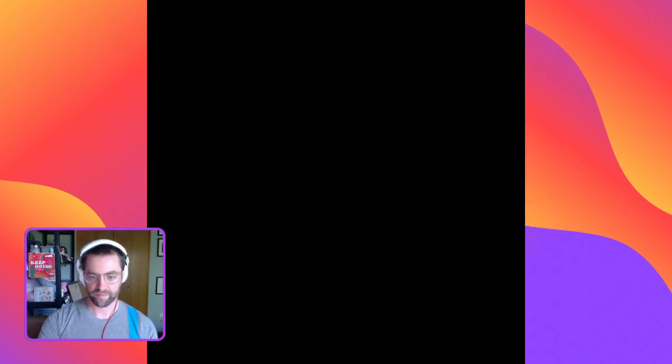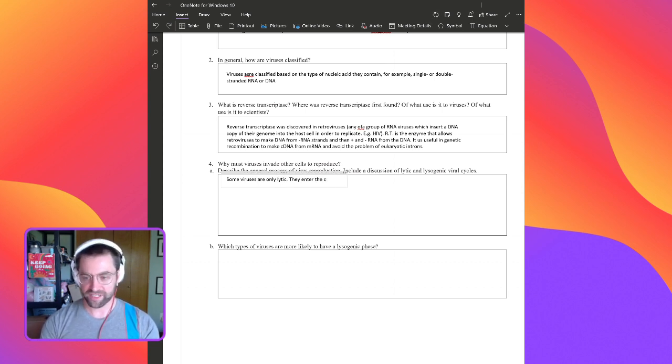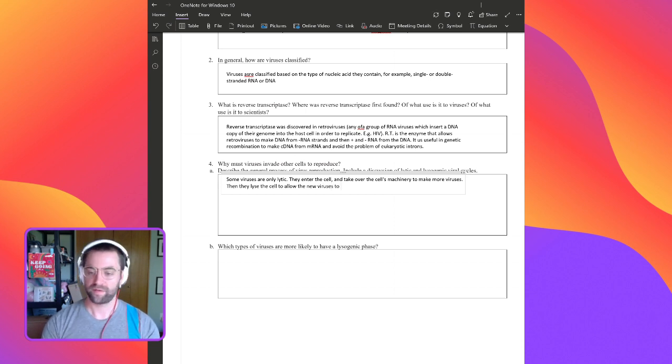Describe the general process of virus reproduction, include a discussion of lytic and lysogenic virus cycles. All right, so some viruses are only lytic. They enter the cell, take over the cell's machinery to make more viruses. Then they lyse the cell to allow the new viruses to escape and attack other cells.